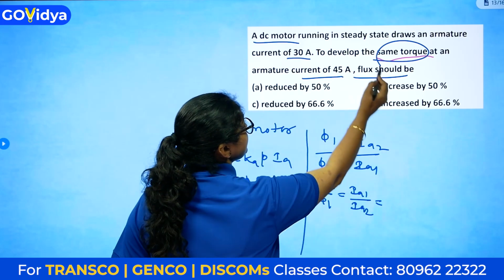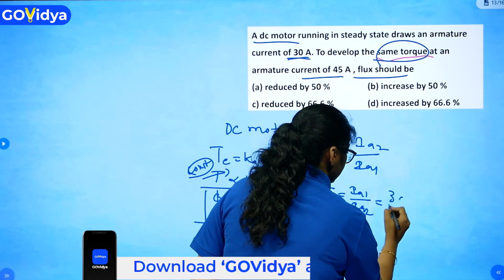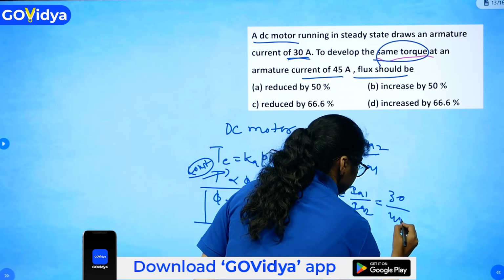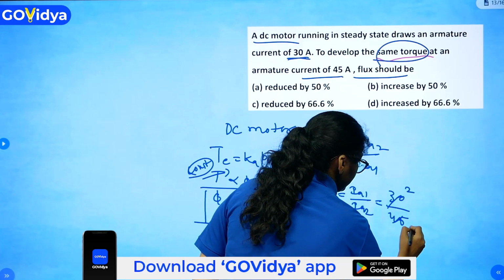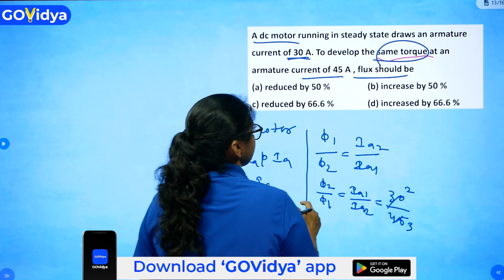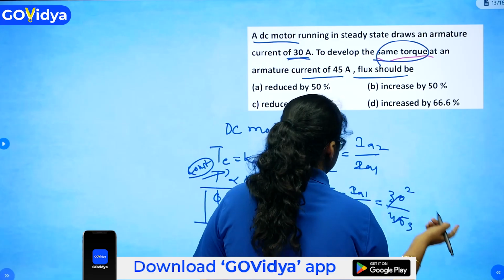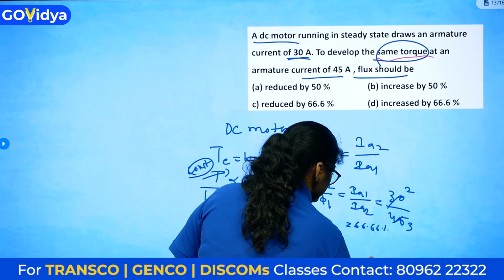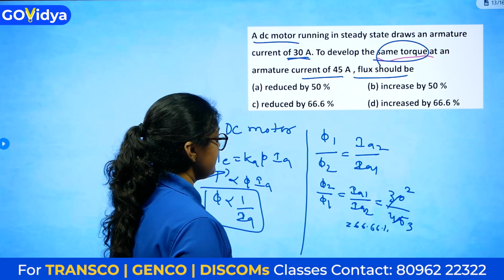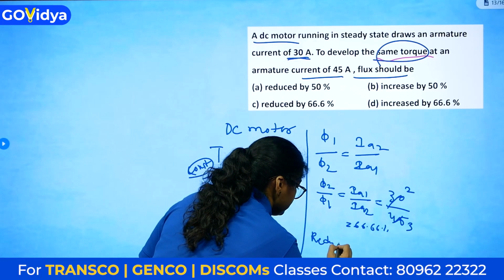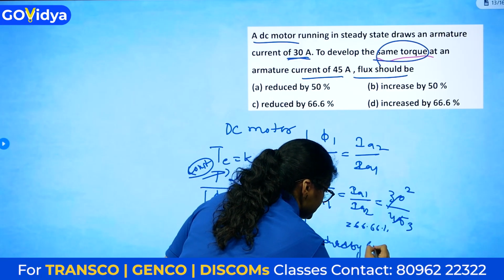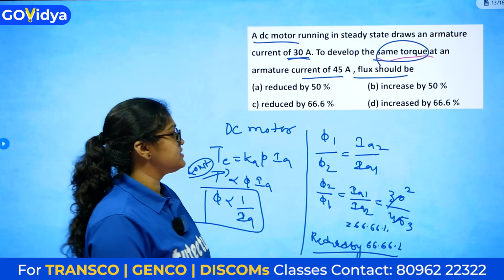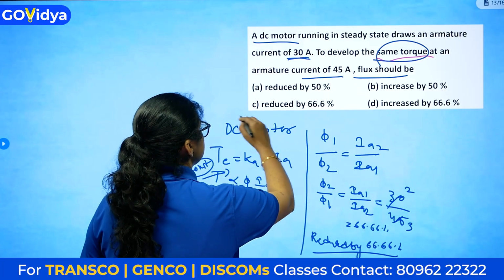So the value of Ia1 is given as 30 amperes. Now 30 amperes has been changed to 45 in the second case. So 15 2s, 15 3s, 2 by 3, which is nothing but 66.66%. So flux will be reduced by 66.66%. So the answer is C.